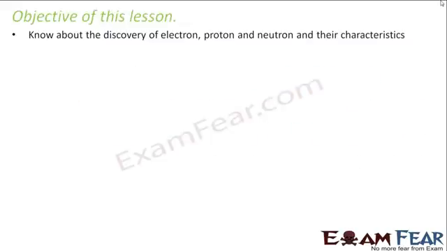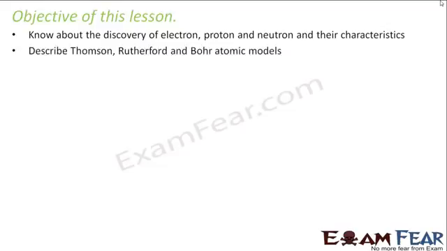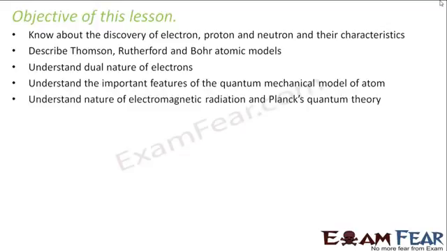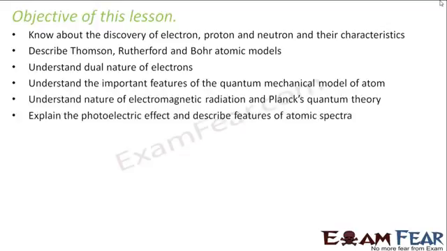In this lesson we'll learn about the discovery of protons, neutrons and electrons and also their characteristics. We'll describe the Thomson, Rutherford and Bohr atomic models. We'll understand the dual nature of electrons and the important features of the quantum mechanical model of atom. We'll understand the nature of electromagnetic radiations and Planck's quantum theory.